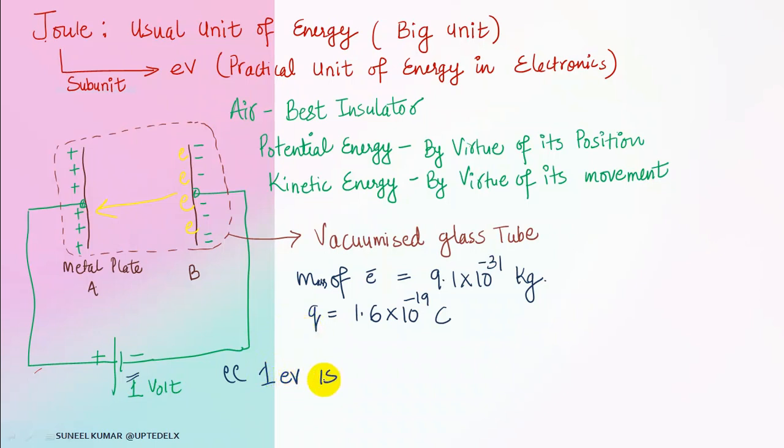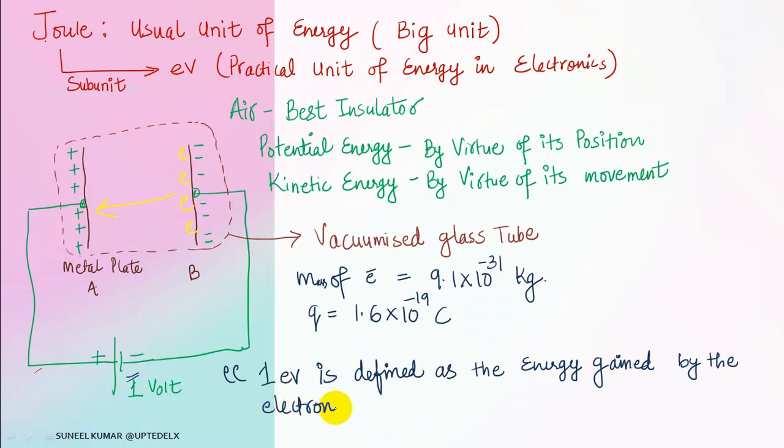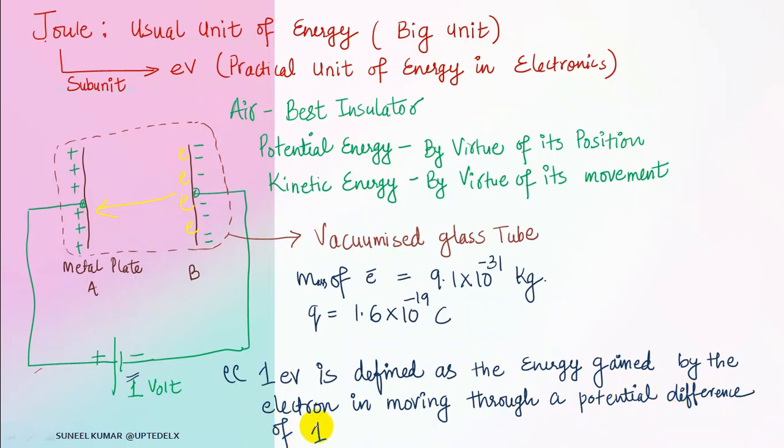1 electron volt is defined as the energy gained by the electron in moving through a potential difference of 1 volt. So this is the definition of 1 electron volt.